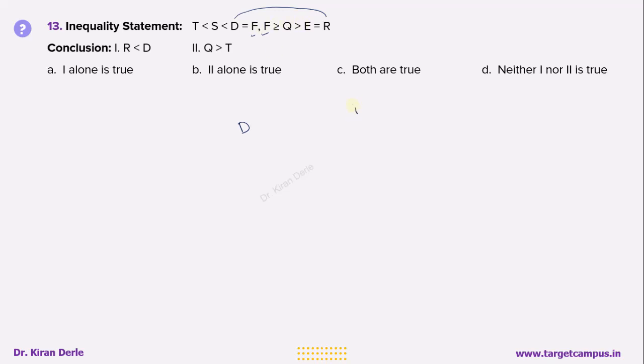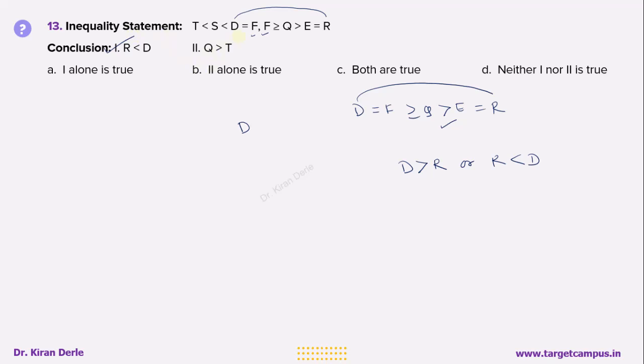Okay, so T is equal to F, D is equal to F. F is greater than or equal to Q. Q is greater than E is equal to R. So between D and R we have the same group of symbols, and first priority will be given to greater than. So D is greater than R, or I can say R is less than D. So the first one is definitely true.